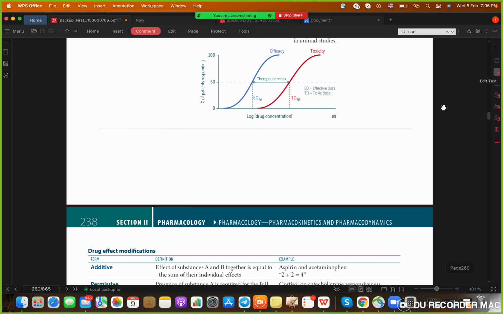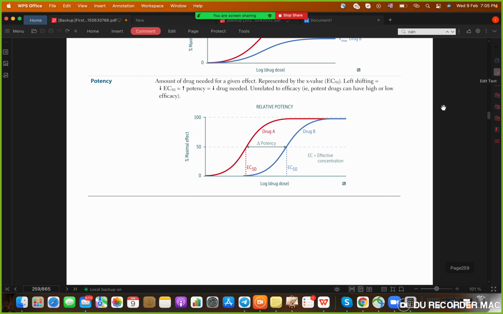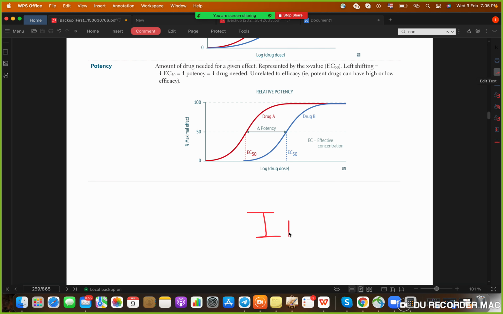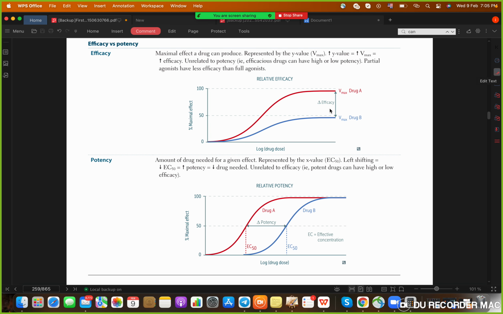So a few things. Remind me please to explain for you what an inverse agonist is. I will explain it after finishing these two points. So as you can see, drug A is much more efficacious than drug B, and drug D is the least efficacious between them all because it has the lowest value on the y-axis.